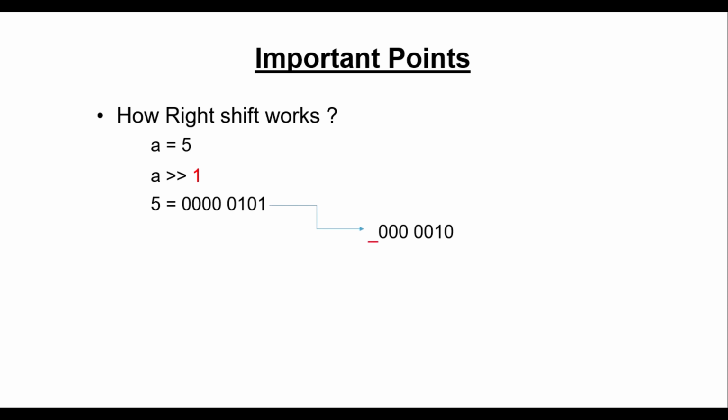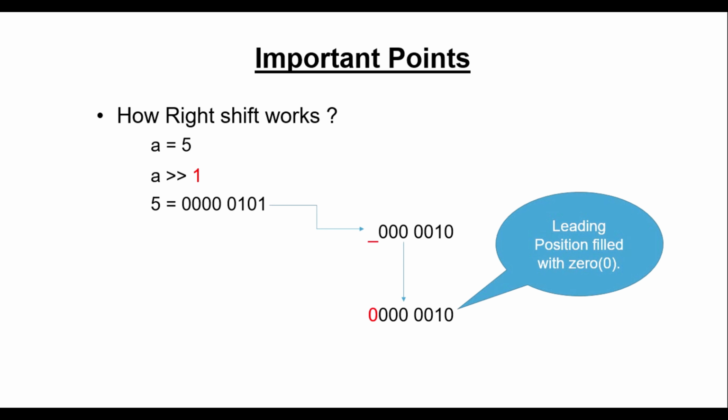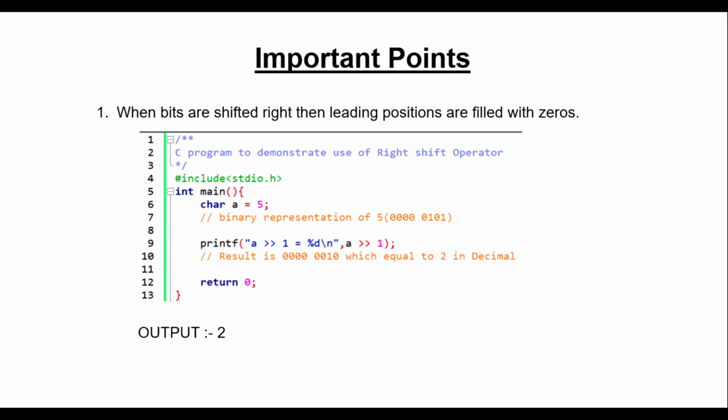So this bit shifts towards this position, this bit shifts towards this position, and so on, and finally this bit shifts towards this position. The first position is empty or vacant. What can we fill in this position? As we know, leading positions are filled with 0. So we will put 0 here, and finally this would be the output. As you convert this binary into decimal, you will get 2 as a result. So the output of the following program is 2.